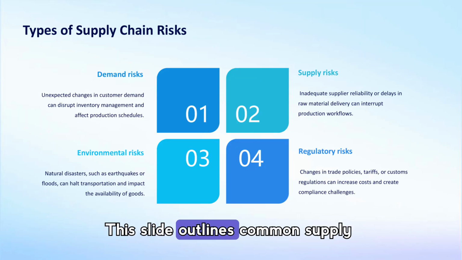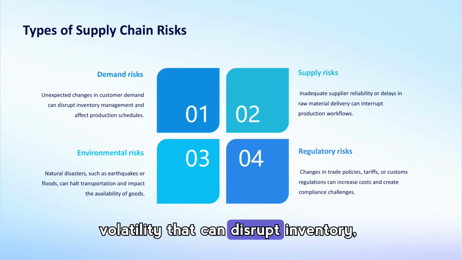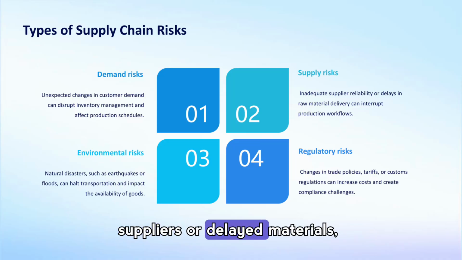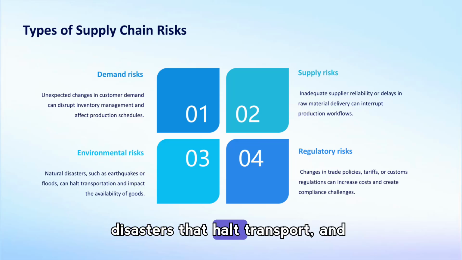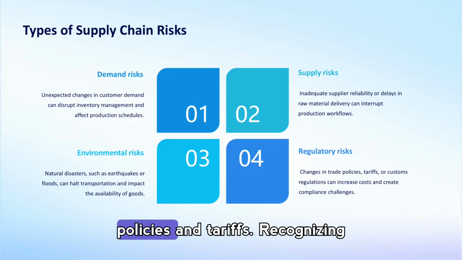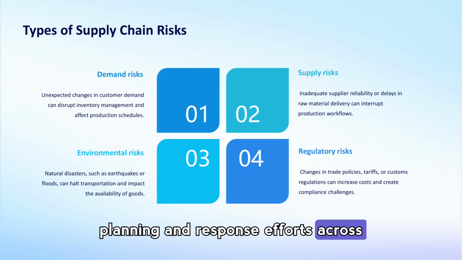This slide outlines common supply chain risks, including demand volatility that can disrupt inventory, supply risks from unreliable suppliers or delayed materials, environmental events like natural disasters that halt transport, and regulatory risks from changing trade policies and tariffs. Recognizing these categories helps prioritize planning and response efforts across the network.